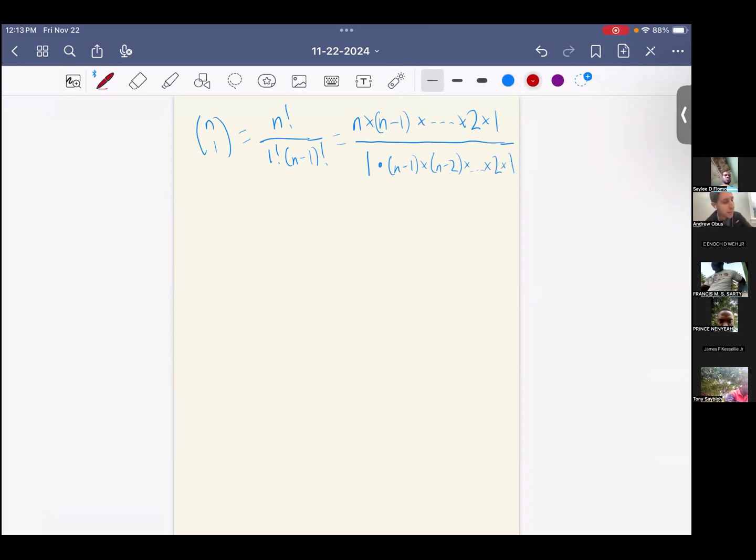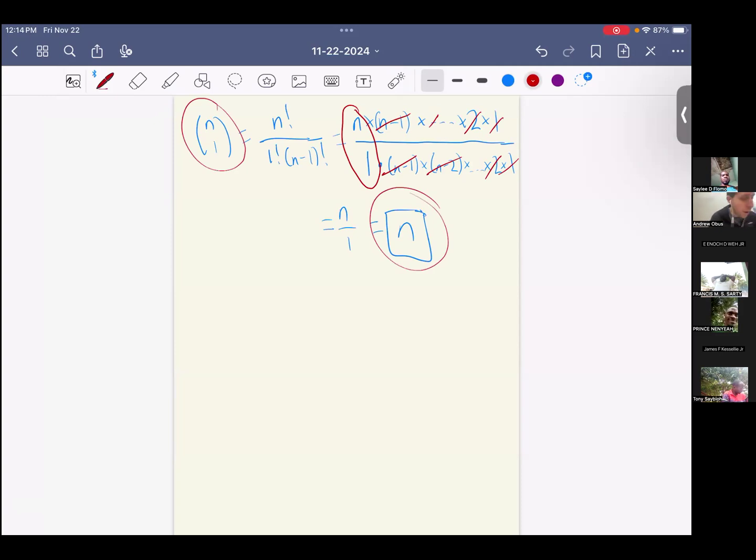And in this fraction, you get lots of cancellation. The n minus 1 and the n minus 1. There's an n minus 2 and an n minus 2. The 2 and the 2, the 1 and the 1. And what you're left with is just n over 1. So what this is actually equal to is n over 1, which is n. So this is going to be important to us: n choose 1 is equal to n.